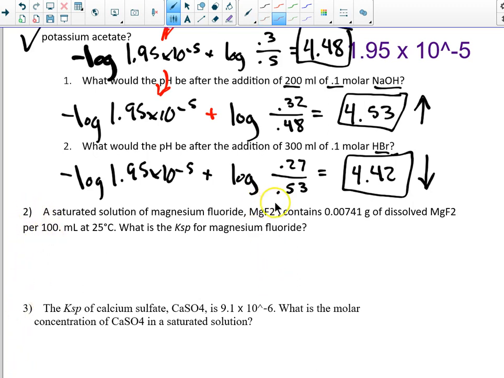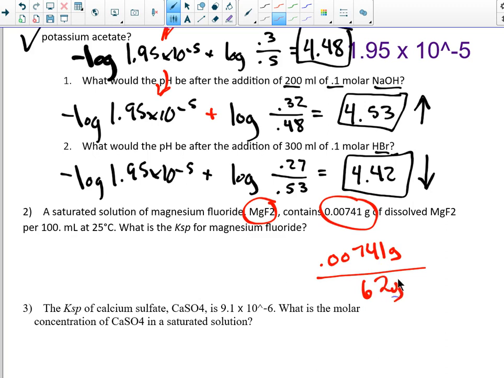And what I'm going to do is convert this to moles. 0.00741 grams over MgF2, so that's 62 grams. What number does that equal? Okay, 1 point what? Louder, someone over there?